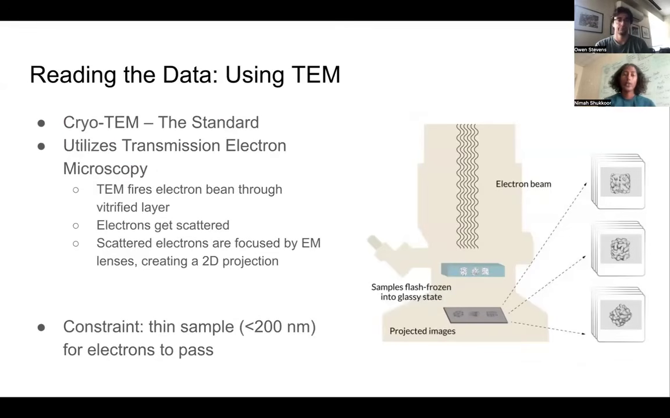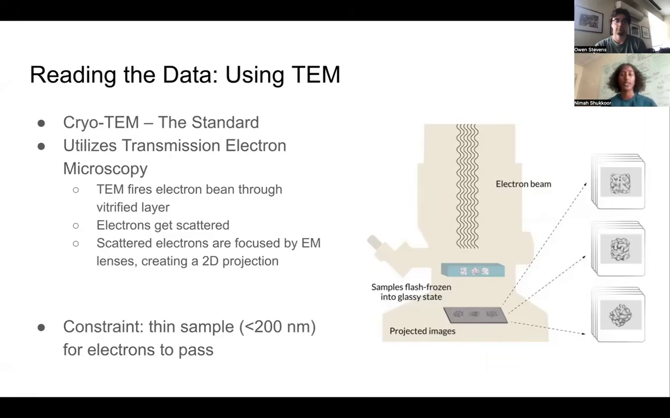So in order to read the data, the most common form of cryo-EM is using transmission electron microscopy. However, cryo-SEM, using scanning electron microscopy, also does exist. However, it's a lot more niche for specialized cases. So we're not going to delve into that today. So TEM is the standard.